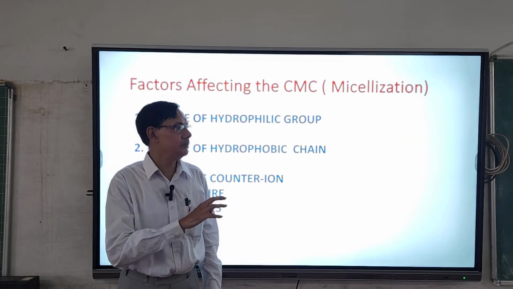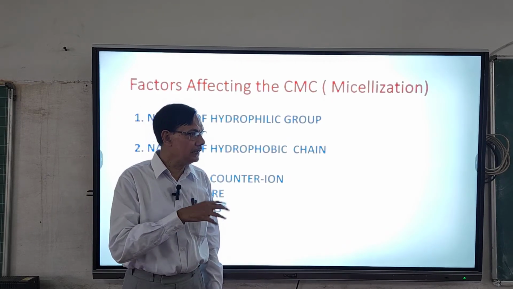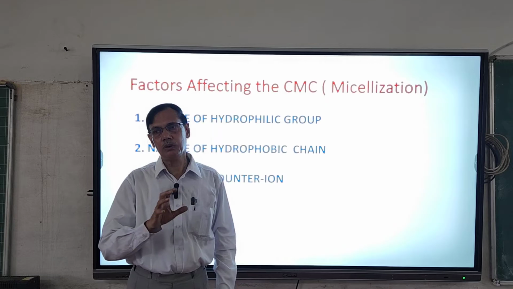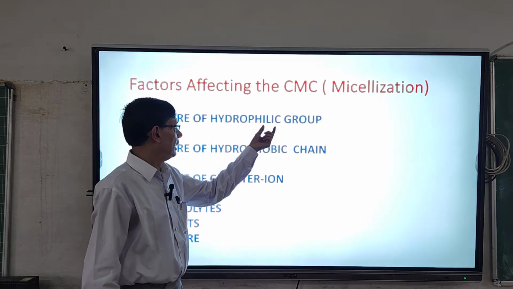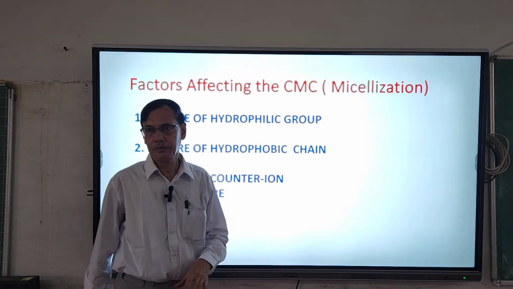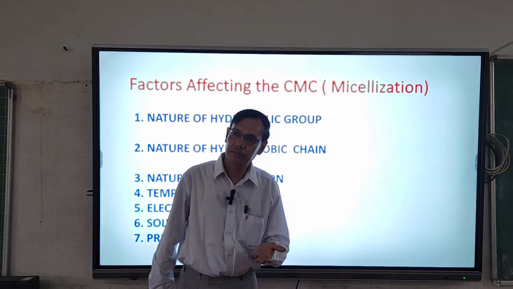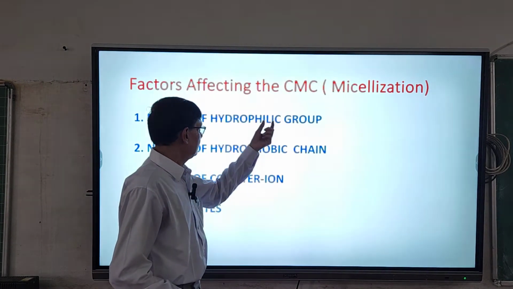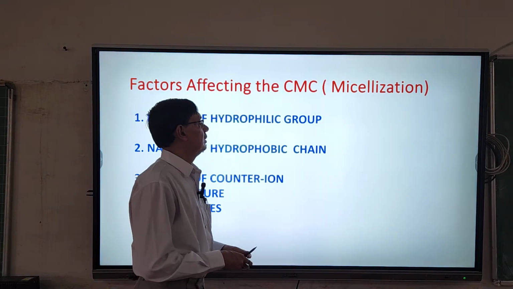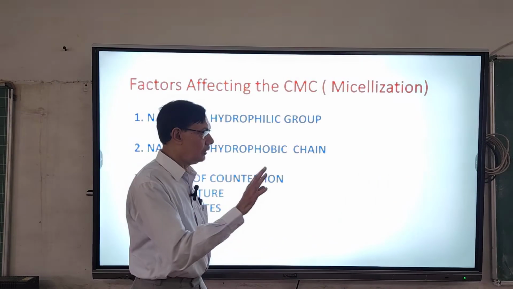Then you just change the surfactant to cetyl triphenyl phosphonium bromide. That means you are changing the head group. So when you determine the CMC, there will be a change. Similarly, the hydrophilic group also affects the CMC. The reason I will tell you.